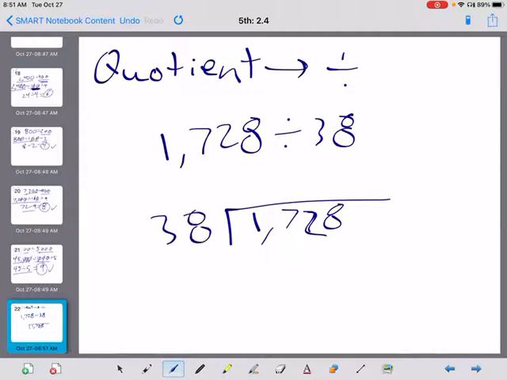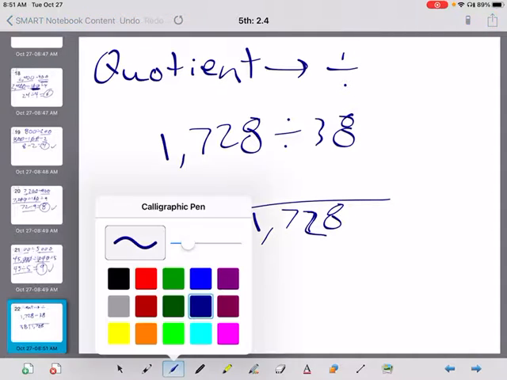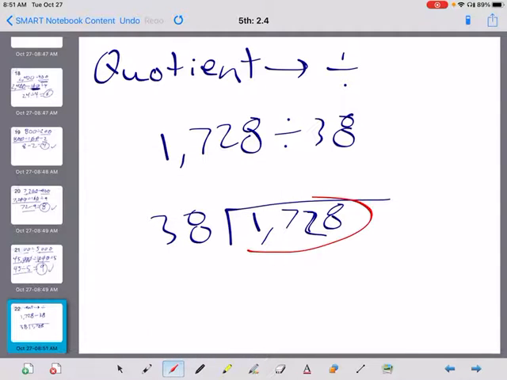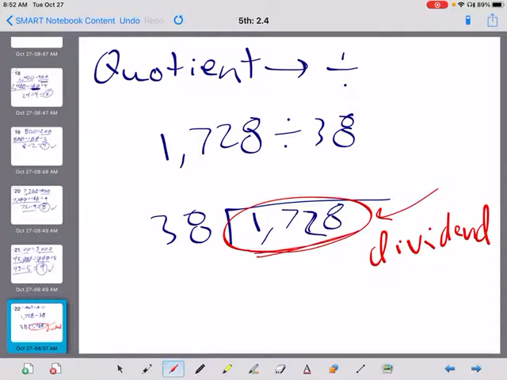1,728 divided by 38. Well, I want to actually pause here for a second and take some time to point out what these numbers are. The inside number here is always going to be called the dividend. Say it with me. The inside is the dividend. The outside number here is, what is it, guess? Yep, that's right. It is the divisor. This is on page 79 in your book. So that's just some terminology for you to know. The inside is the dividend. The outside number is called the divisor.